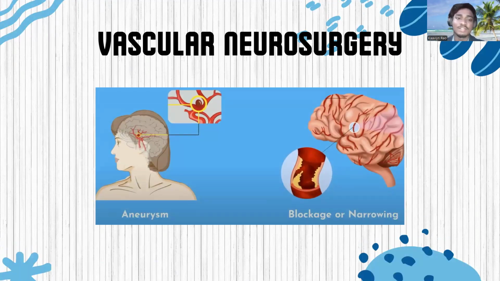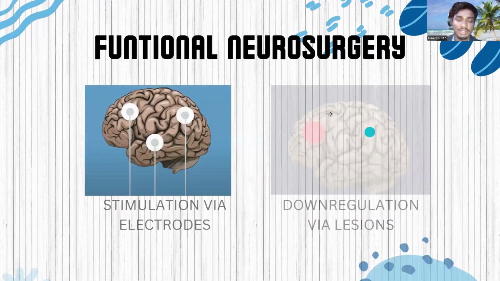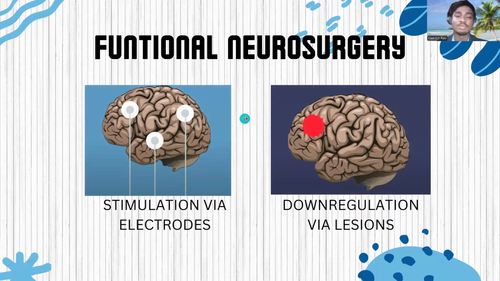Vascular neurosurgery is done in the vascular part of the whole body. For example, aneurysm and blockage or narrowing of any vascular parts of the body. Functional neurosurgery is a stimulation via electrodes. This means that we connect electrodes to our brain and stimulate all the speech cells that we are trying to stimulate. Another thing is down regulation via visions.